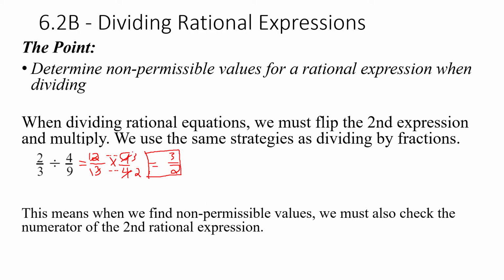So if we're flipping this second fraction, then what really matters for the non-permissible values is going to be the denominator of the first fraction and the numerator of the second fraction. Those two values are the ones that we're going to pull our non-permissible values from.